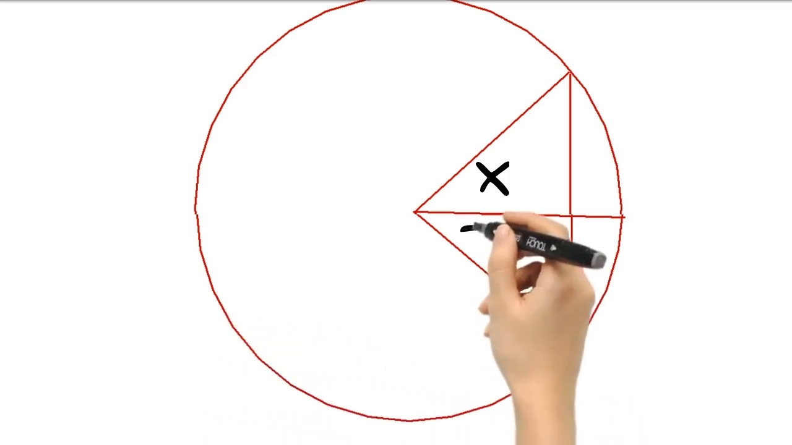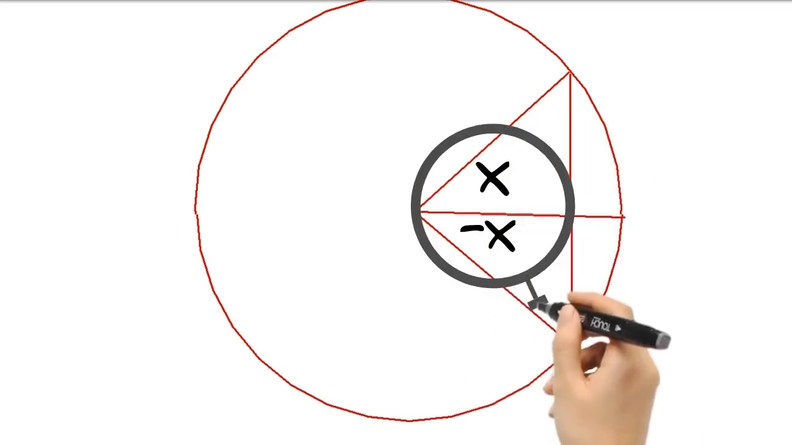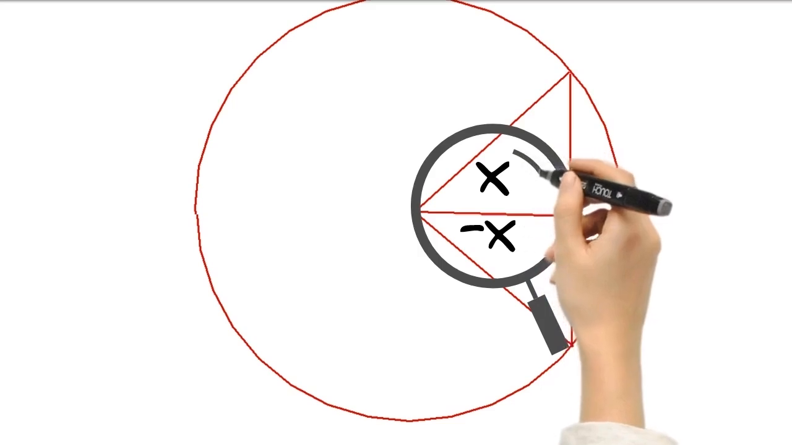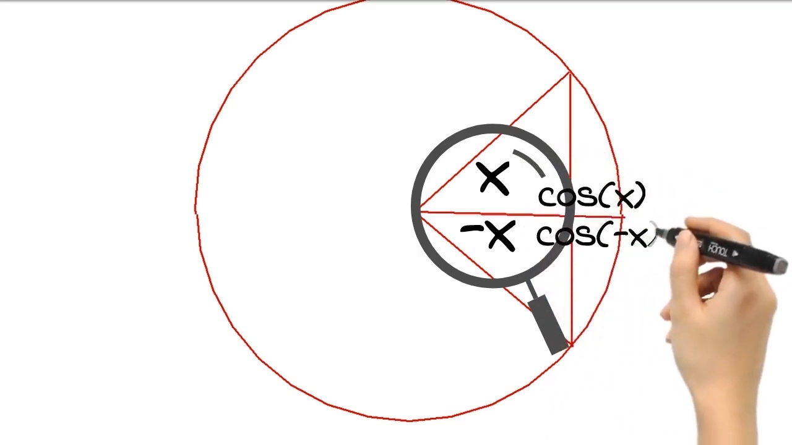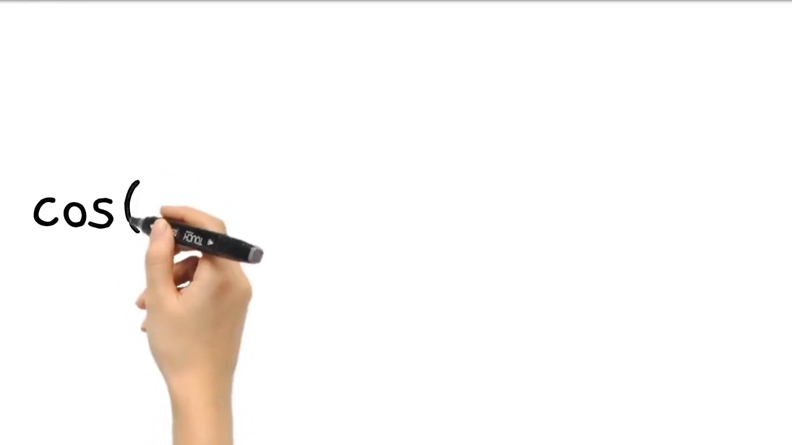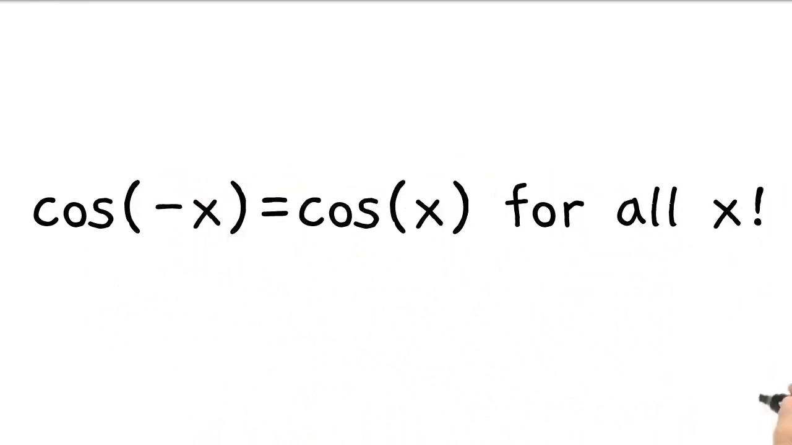Here, the cosine function can be visualized as the horizontal leg of the triangle. Notice it's the same length for both angles. On top we can write cosine of x and on the bottom we can write cosine of negative x. So our conclusion is that cosine of negative x is equal in value to the cosine of x.